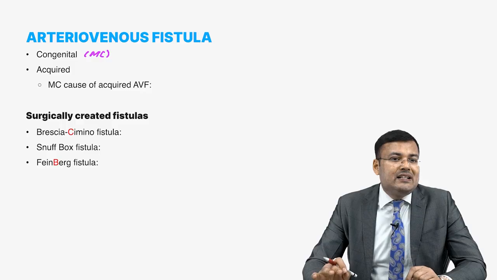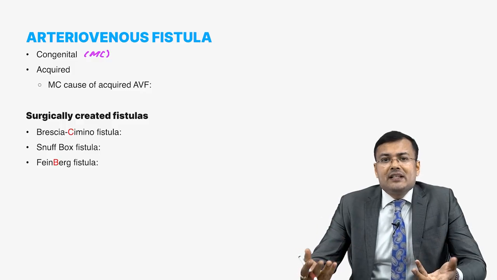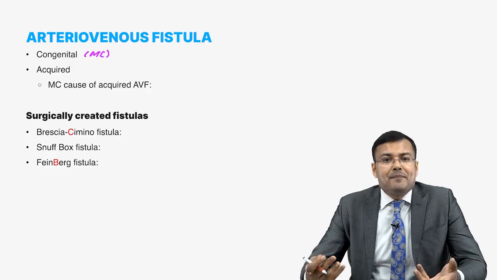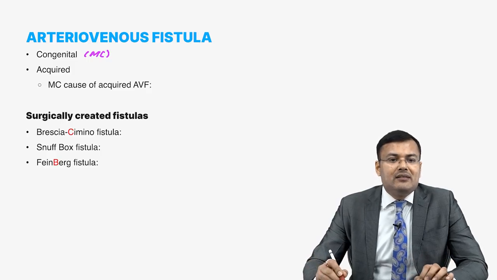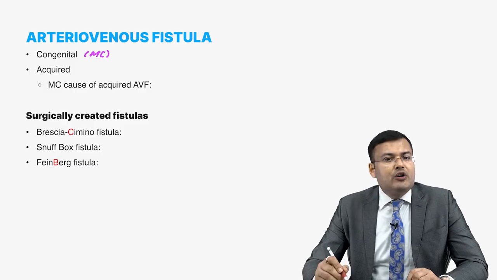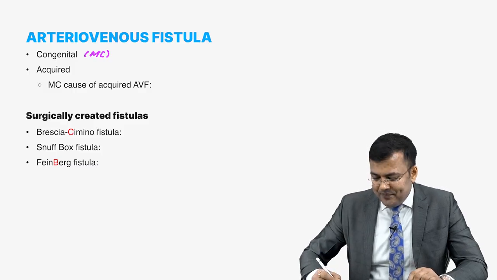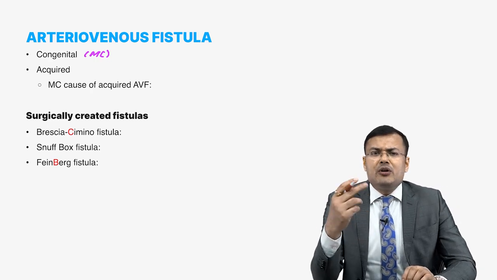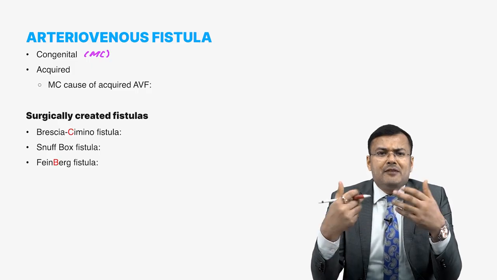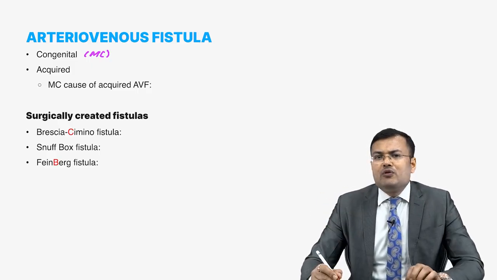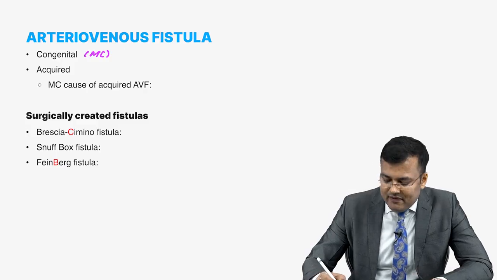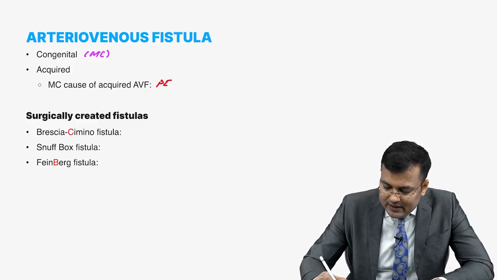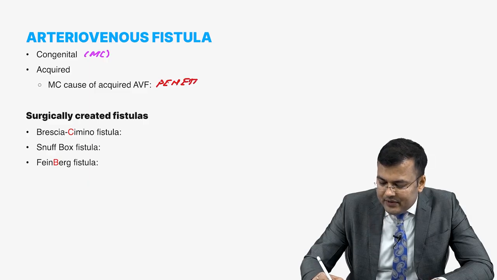Mostly AV fistula is congenital, and in the majority of cases it does not have any kind of symptom. So mostly it's congenital. What is the most common cause of acquired AV fistula? Guys, it is penetrating trauma. Whenever there is penetrating trauma, there is communication between small arteries and veins, which is asymptomatic. So the most common cause of acquired AV fistula is penetrating trauma.